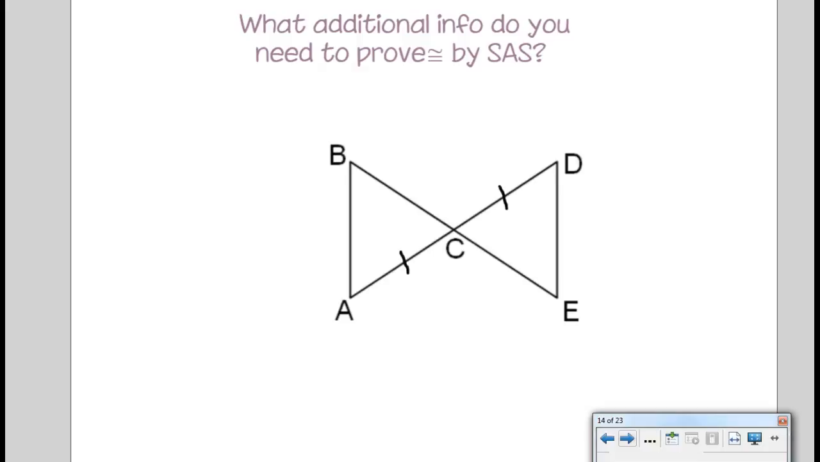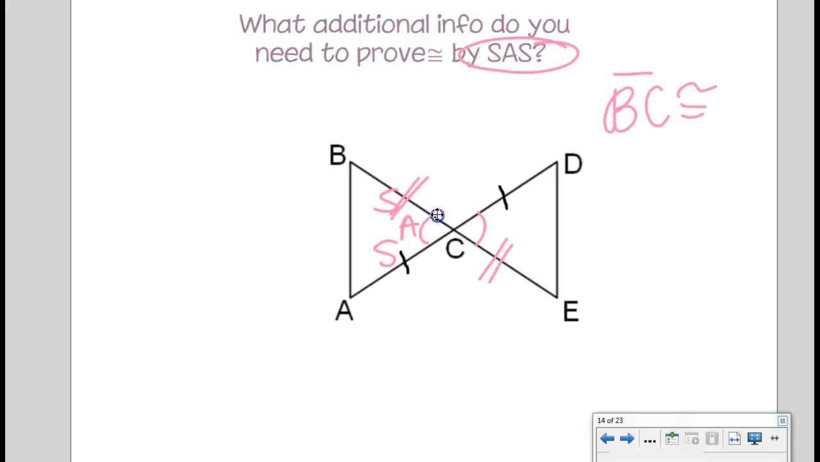Okay, what do we already have? This is not additional. Good. Vertical angles, thank you. That is not additional, we have it. Now we need it to be side, angle, side. Do you see which side is missing tick marks that we need them on? So a correct way to put this would be BC is congruent to CE. We need tick marks here, and we need tick marks here.